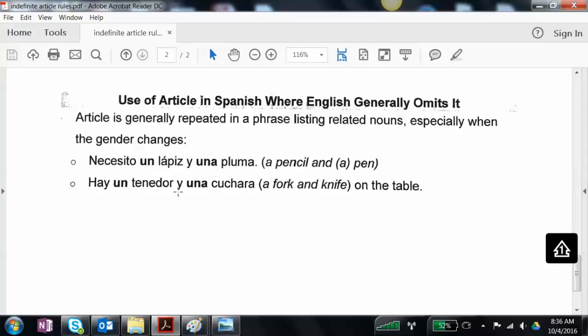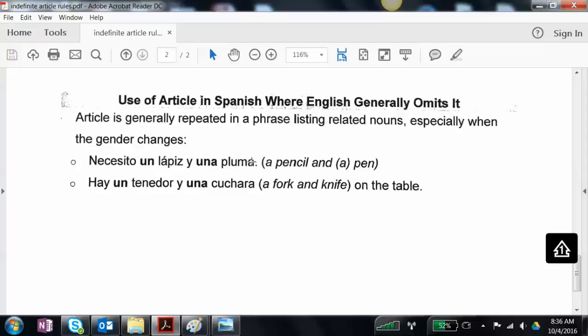Okay, so the article is generally repeated in a phrase listing related nouns, especially when the gender changes. So in Spanish, you're going to use it, whereas in English, we say, I need a pencil and pen. We don't have to say, I need a pencil and a pen, although I think you can say that. I probably would say that. In Spanish, we definitely want to use both.